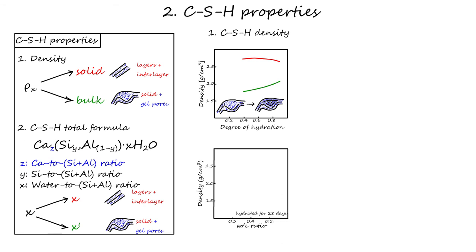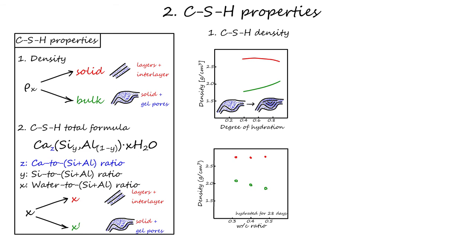In the next diagram, the two CSH densities are plotted against the water-to-cement ratio after 28 days of hydration. The solid density, again in red, is constant within the error bars of the experiment. The green bulk density, in contrast, decreases with increasing water-to-cement ratio. If more water is initially present, more capillary pores are available to be filled by CSH with a high bulk volume. Thus, the bulk density is reduced.